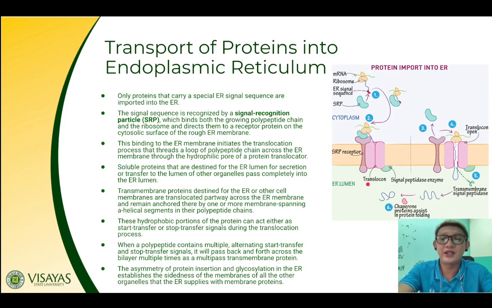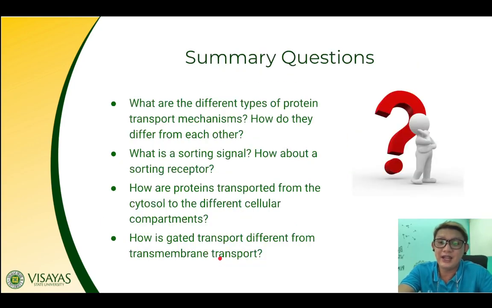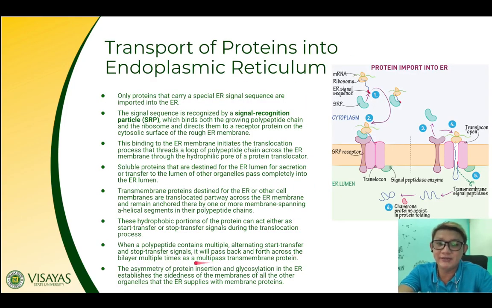So soluble proteins that are destined for the ER lumen, for secretion, or transferred to the lumen of other organelles pass completely through the ER membrane, especially if they are bound for other destinations via vesicular transport. There are hydrophobic portions of the protein that can act either as start transfer or stop transfer signals during the translocation. So when a polypeptide contains multiple alternating start transfer and stop transfer signals, it will pass back and forth across the bilayer multiple times as a multipass transmembrane protein.